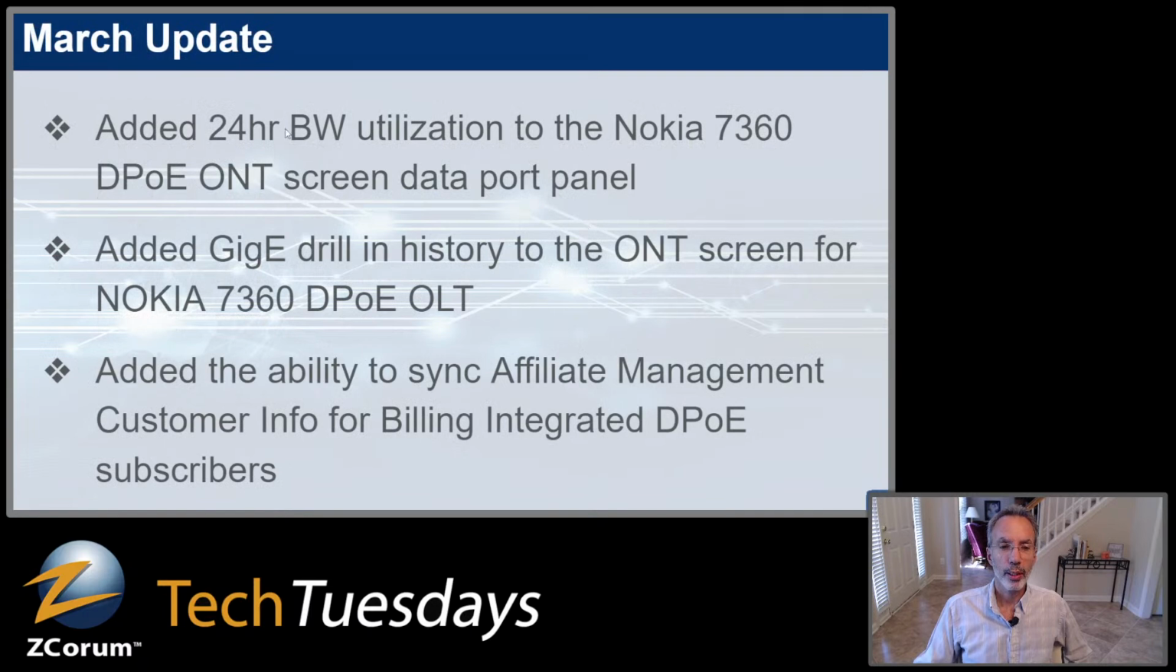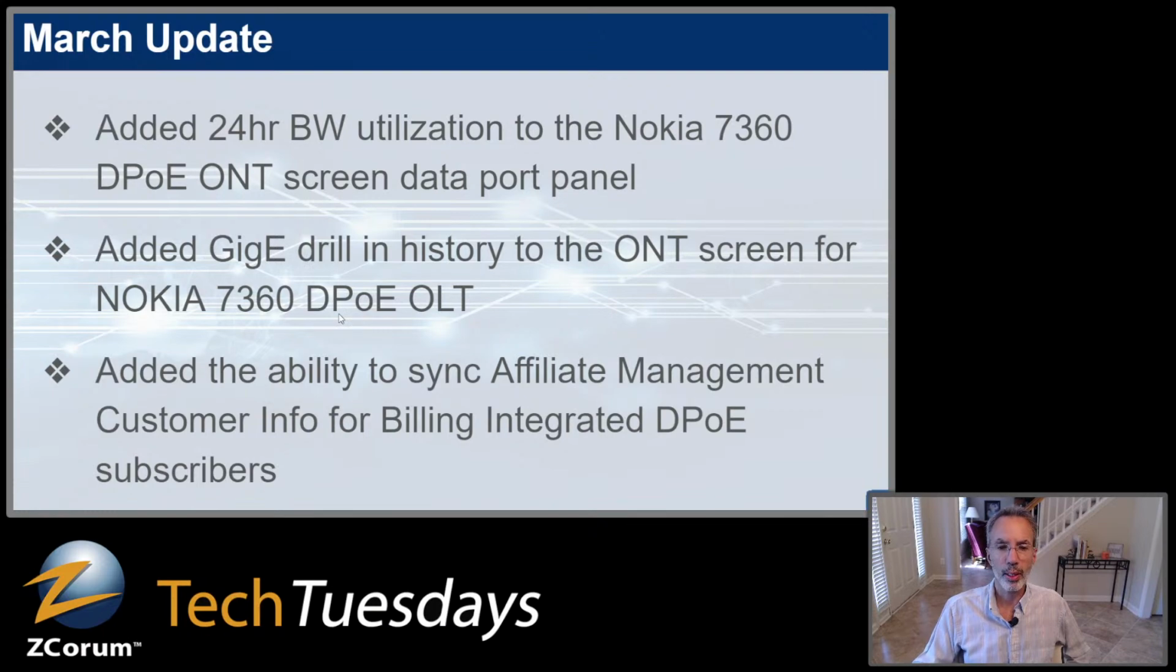March, we added 24-hour bandwidth utilization to the Nokia. Added gig-E drilling history to the Nokia. So again, as we added the Nokia platform, we got a lot of the features in there, and then over time, as we do these sprints, we're completing out everything that we have in the other platforms. Add the ability to sync affiliate management customer info for billing integrated DPoE subscribers. So that was also related to some of this, and it's got to do with billing integration.